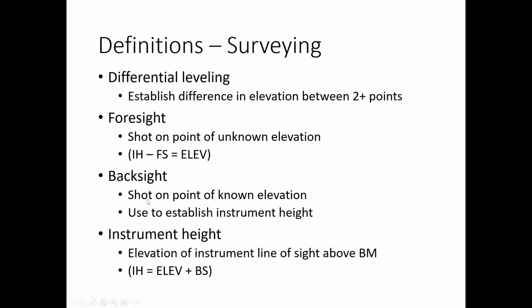And then a back sight is a shot on a point of known elevation. And this is how we actually establish the instrument height here. The instrument height is the elevation of the instrument line of sight above the benchmark. So the elevation of the benchmark plus the back sight, the rod reading on the back sight, equals the instrument height. All of this will make a little bit more sense in the next video when we discuss the process of actually doing a differential leveling survey and using all these concepts to complete that survey and determine the elevation of unknown features.